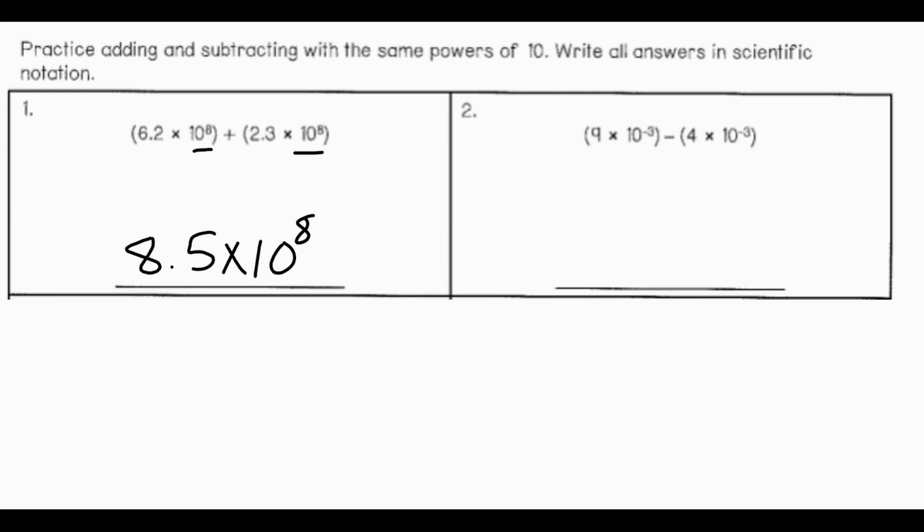Number 2, we have 9 times 10 to the negative 3 minus 4 times 10 to the negative 3. Again, I want to look at my power of 10 to make sure that it is the same. If it is the same, then I'm simply going to subtract my numbers in front. 9 minus 4 is 5. So here we have 5 times 10 to the negative 3.